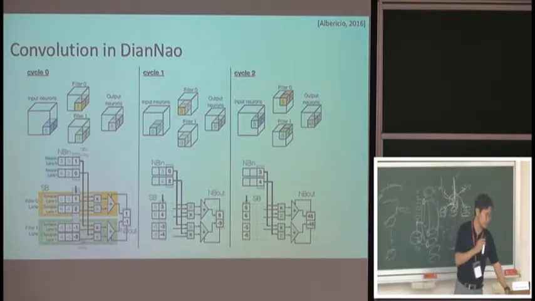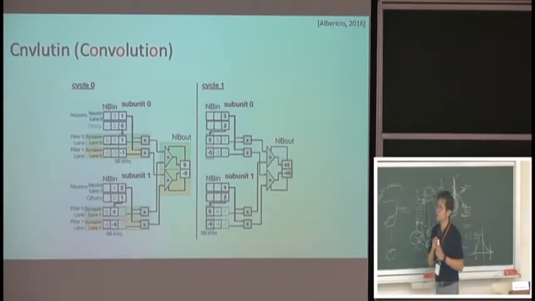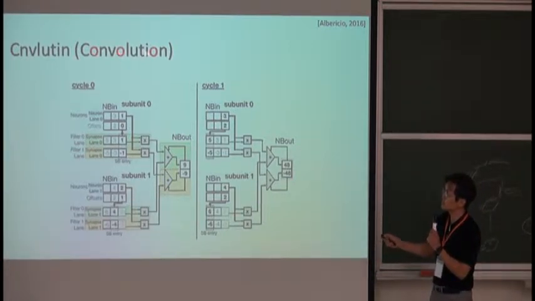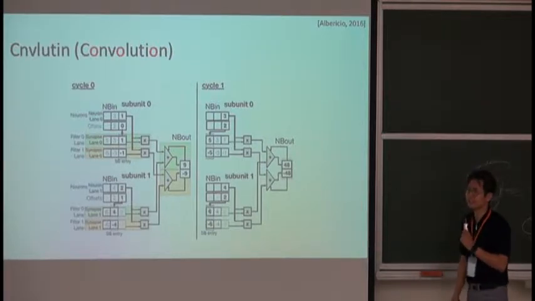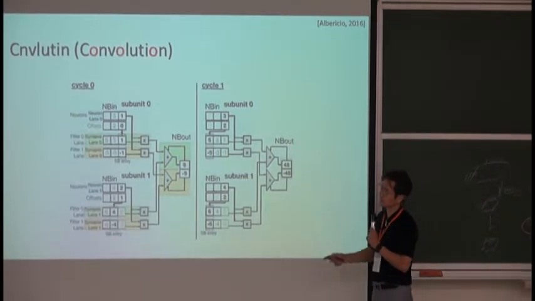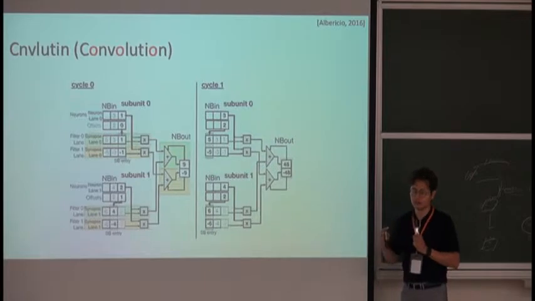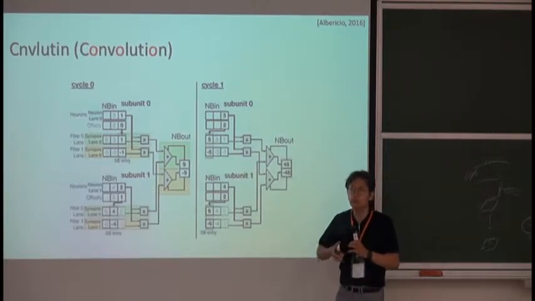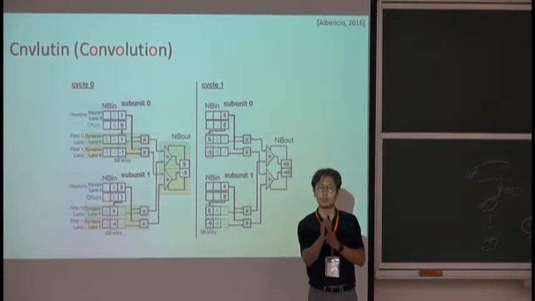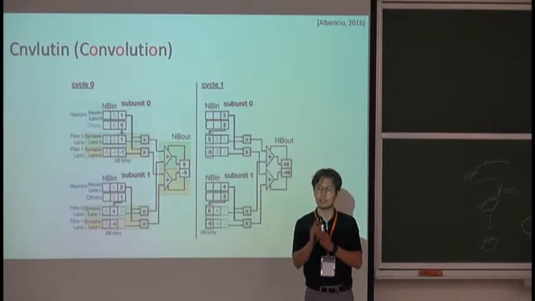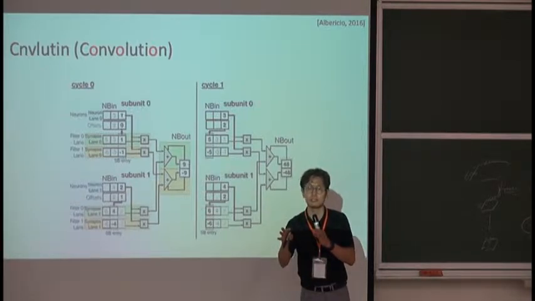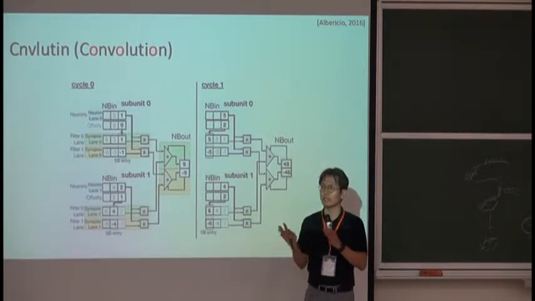So in the case of Cnvlutin, the naming is very interesting. They remove all the zeros in the convolution. In Cnvlutin, they broadcast only one data. In the previous case, they broadcast a group of data. That was the source of the problem. But in this case, they broadcast only one data. So if the data is zero, they don't broadcast that data. Instead, they broadcast the next non-zero. We don't waste the cycle.